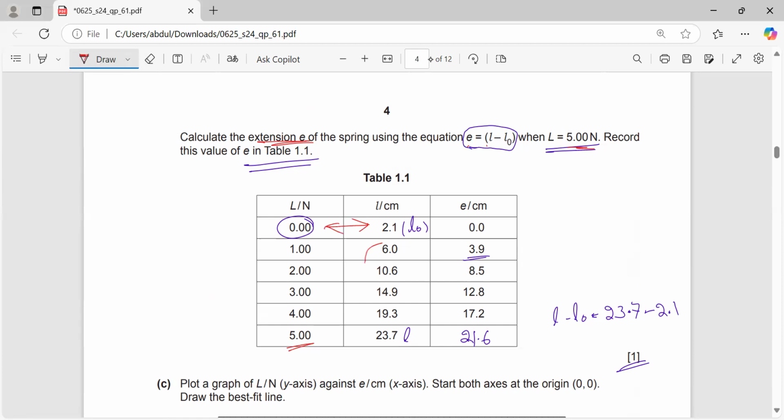Now the rest are all L. Why? Because 1 Newton, 2 Newton, 3 Newton, 4, 5 load is attached, so the spring will keep on stretching. So that length of the spring under the influence of load will be the stretched length. So at 5 it is 23.7, and this is L. So L minus L0, 23.7 minus 2.1, 7 minus 1, 6.3 minus 2.1, and like this. So that's what I did, this value minus the original value.